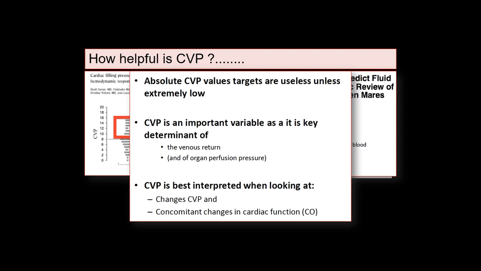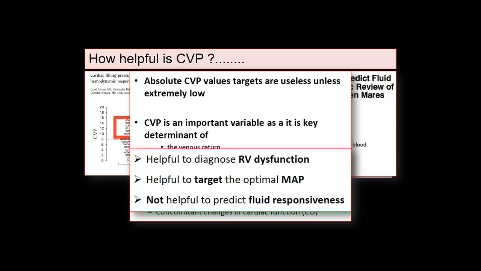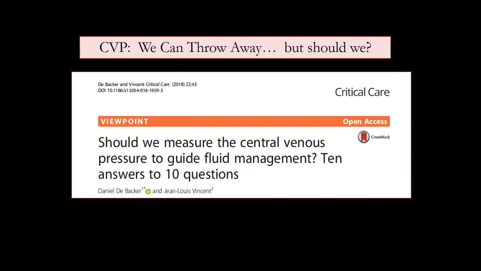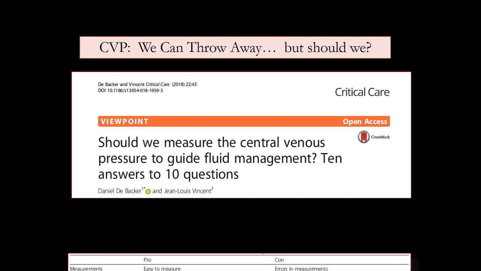CVP is an important variable as it is a key determinant of venous return and organ perfusion pressure. CVP is best interpreted by looking at changes in CVP and concomitant changes in cardiac function. So it is helpful to diagnose right ventricular dysfunction, helpful to target the optimal mean arterial pressure, and not helpful to predict fluid responsiveness. The big question, should we measure the central venous pressure to guide fluid management, was published by De Backer and Vincent in 2018.